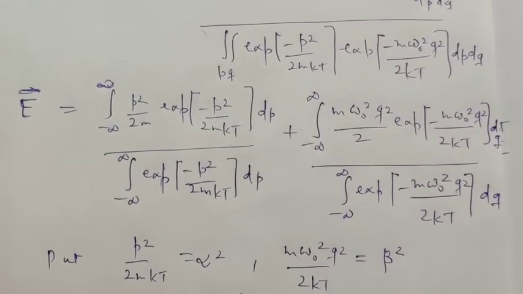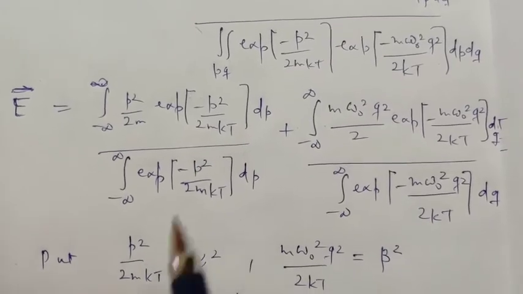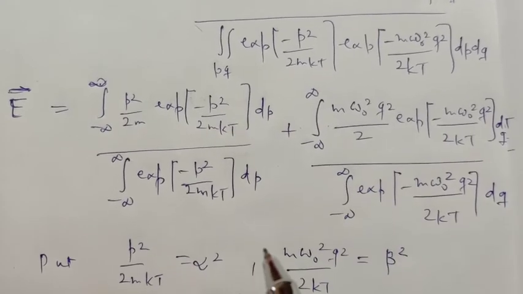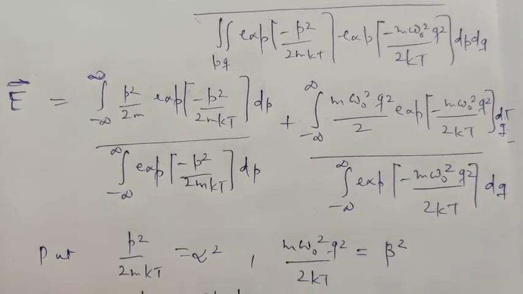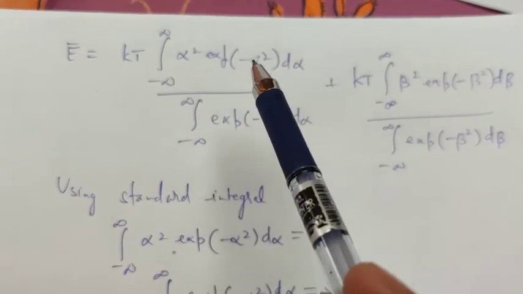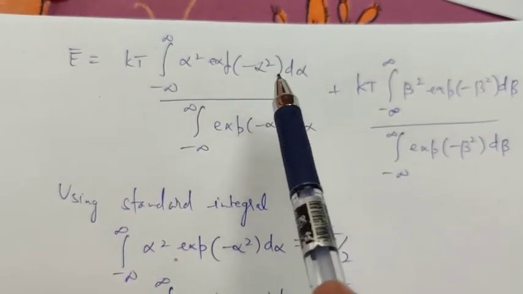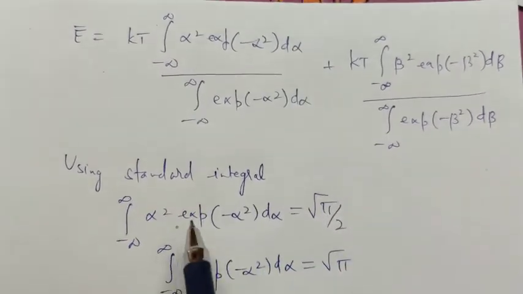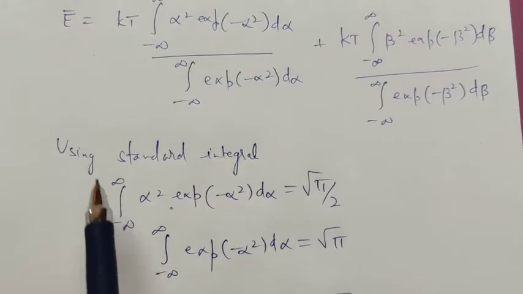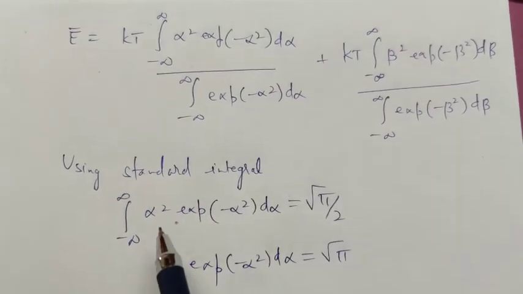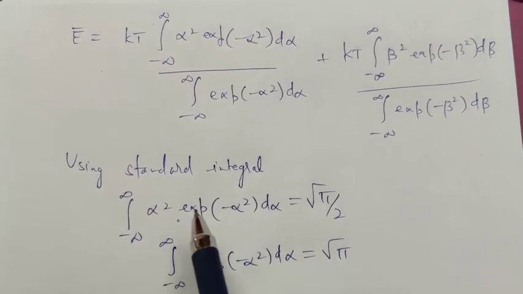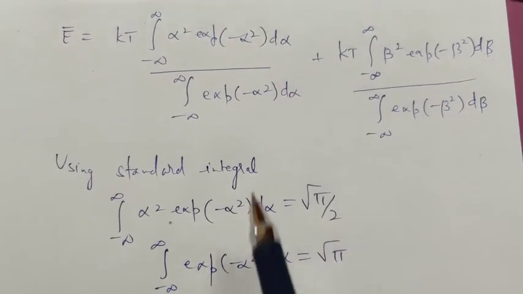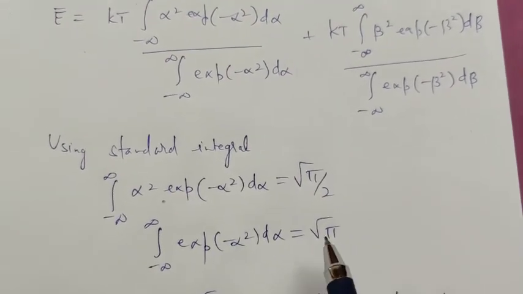So now by putting this value of alpha square, this is alpha square and this is beta square, multiplied and divided by kT, this will be kT. So putting these values we will get the resultant equation, and now this becomes your standard integral. So by using the value of the standard integral, integral from minus infinity to infinity of alpha square exponential minus alpha square d alpha will be under root pi upon 2, and this will be under root pi.